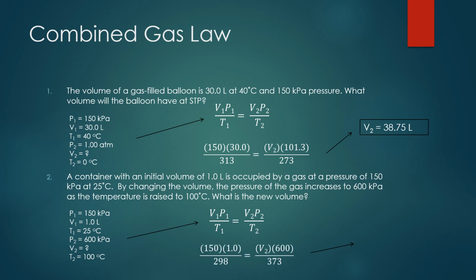You should have been able to get the following setup. Remember to convert your temperature into Kelvin. From here, you should have been able to solve, and after you solved, you should have gotten a volume of 0.313 liters. Please go back and double check if you did not have time to solve this out on your own to make sure that you can get the same answer. This concludes our slides on the different gas laws.